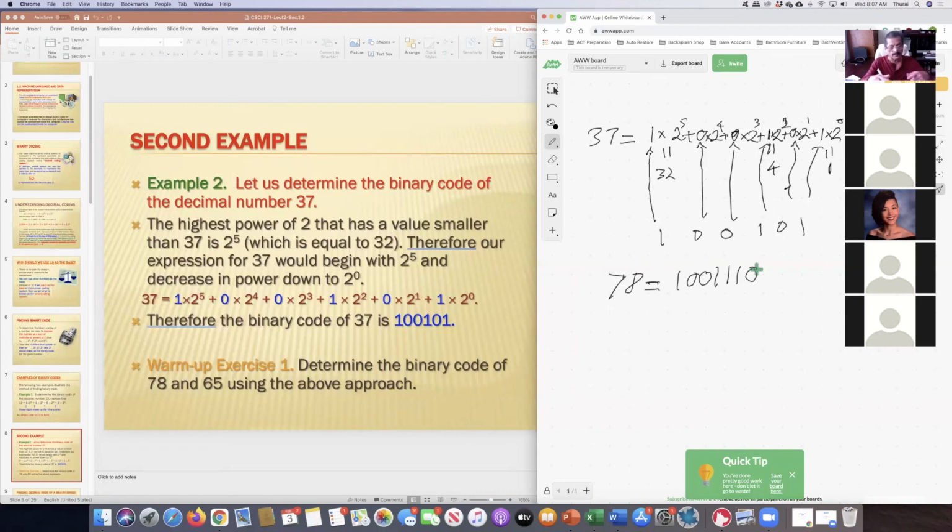You were supposed to try this at home, so I hope all of you tried it. Otherwise, you're going to have to try it yourself. And if anybody needs my explanation on those two questions here, 78 and 65, I will explain that.